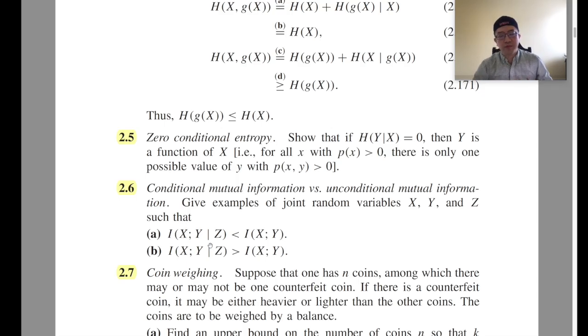So we have seen the condition for each inequality occurs, right? But we haven't given an example of that, right? So yeah, let's see the example here, right? The first one is that the conditioning reduces mutual information, right?